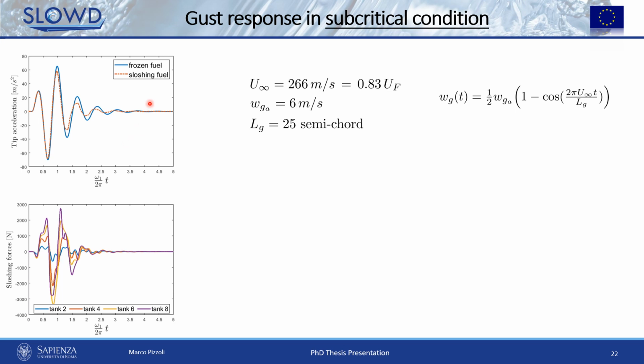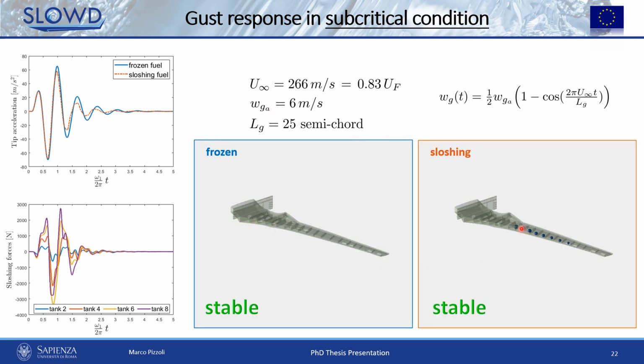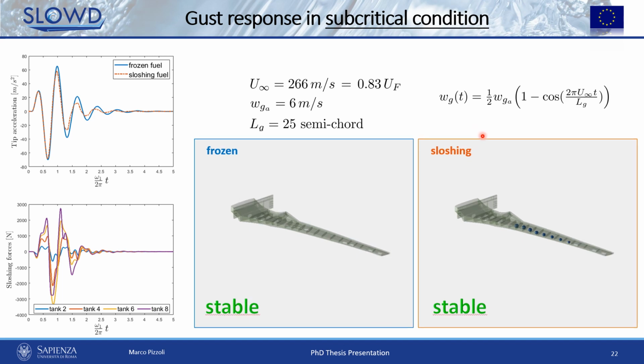And it's clear that the sloshing fuel case presents a more dampened response. And so, although the aerodynamic damping is high in this condition, the role of sloshing is evident. And this is due to the presence of liquid impacting inside the tanks. And here, in these two GIFs, we can appreciate the animation of the response of the system, where these balls represent the motion of the liquid COG estimated from the sloshing forces.